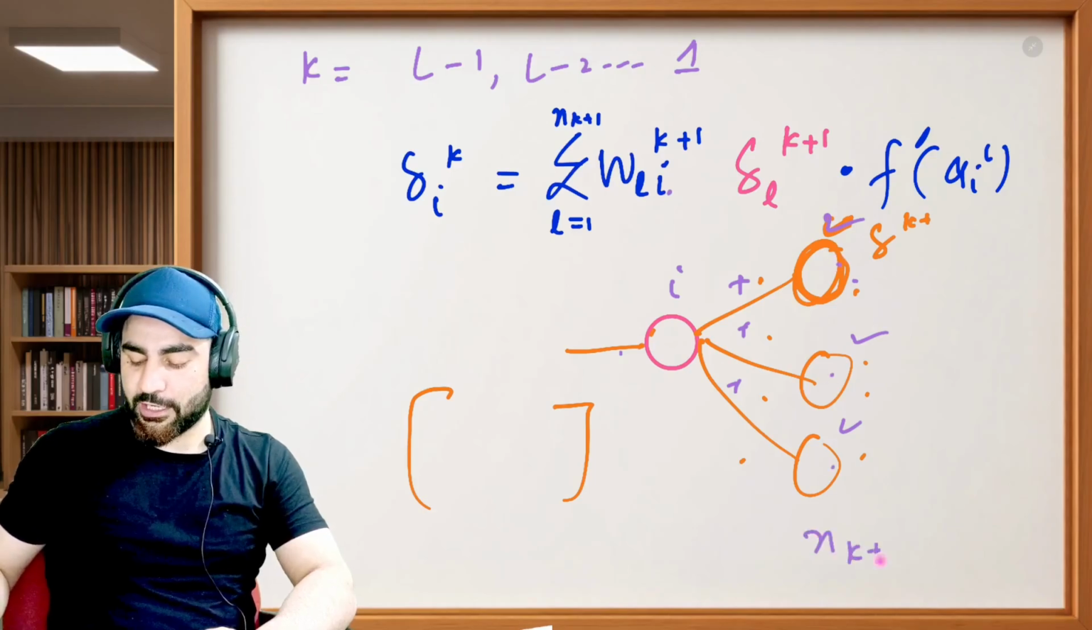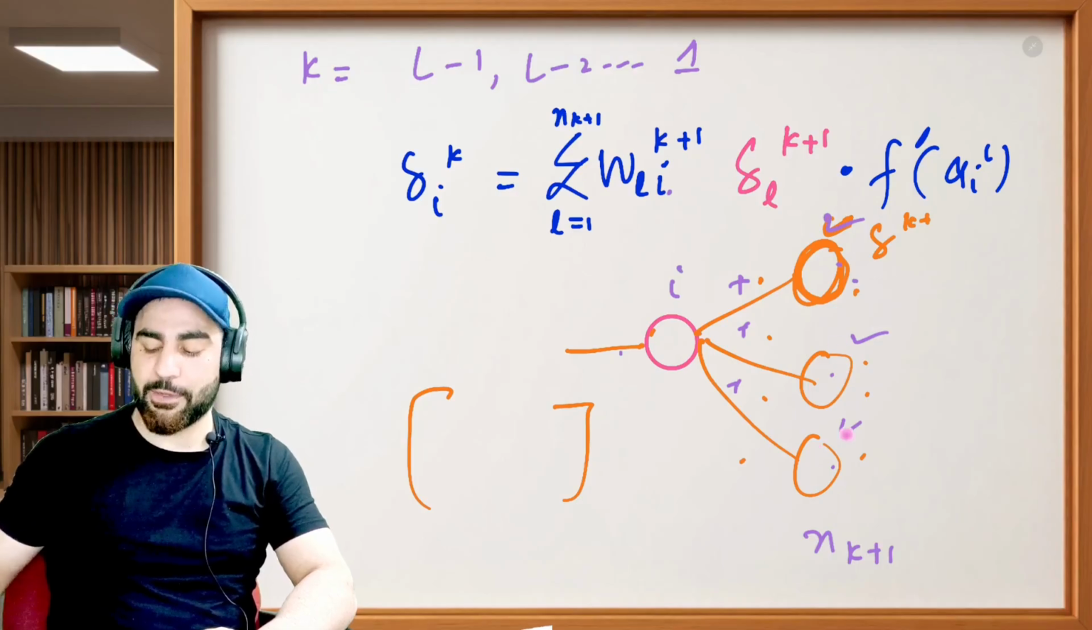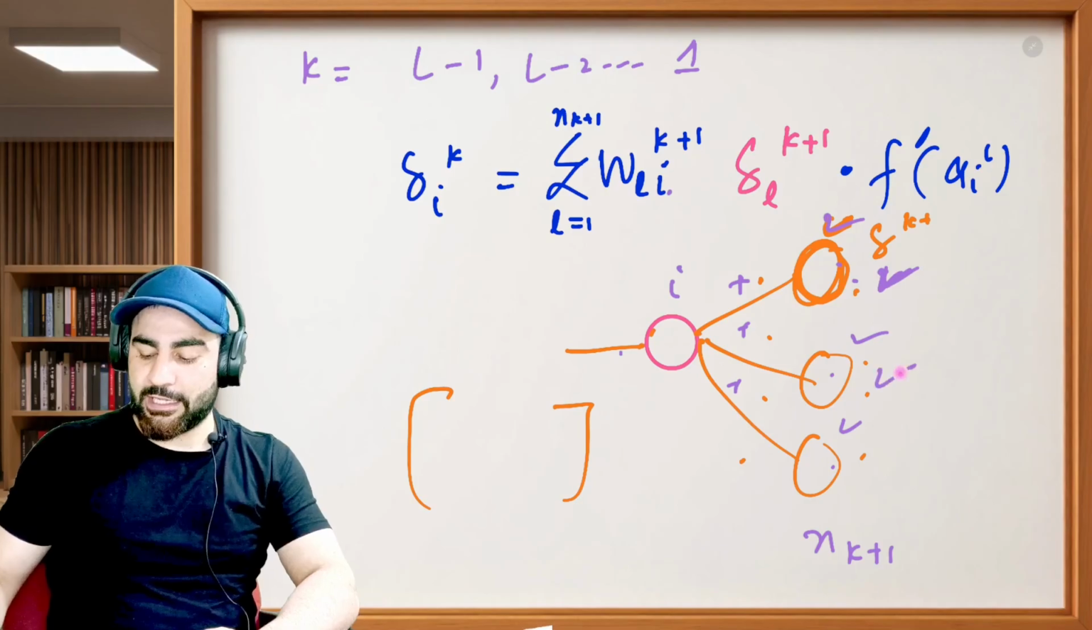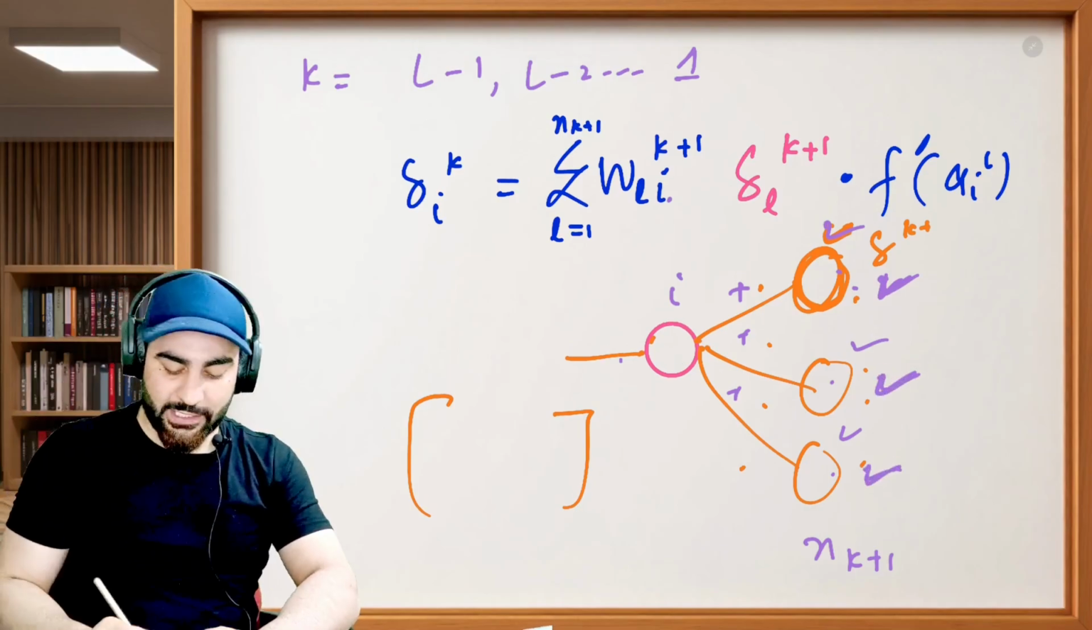So how many neurons here are? This k plus 1 which I wrote, so the number of neurons at this k plus 1 layer. So this will go till there. First it will compute with this. It will compute the gradient of this, and then the gradient of this. Then it will compute the gradient of this. Then I'll add all these gradients. So that is what this term is telling you.